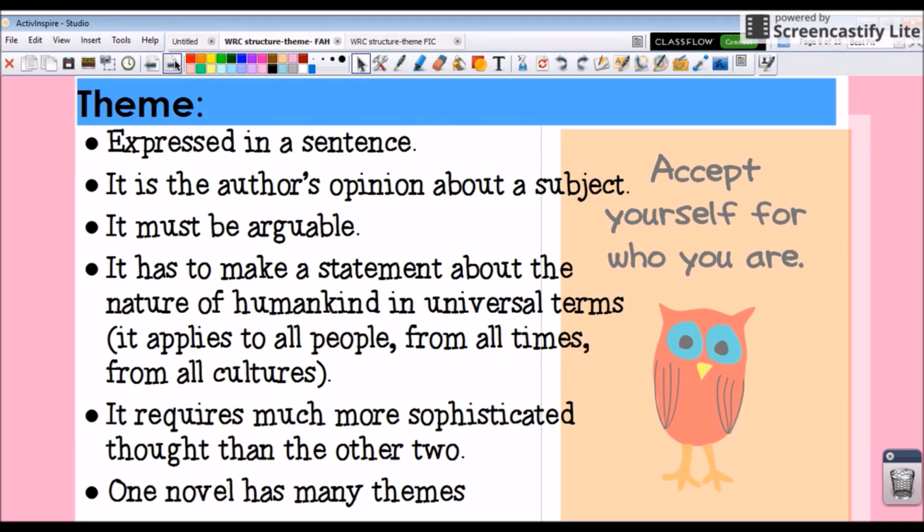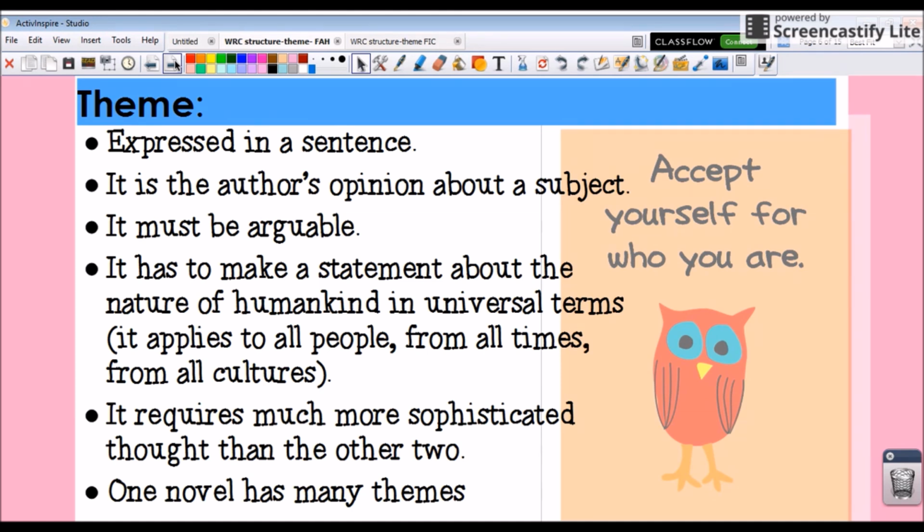So theme can be expressed in a sentence, maybe two or three, but usually one sentence should be enough. It is the author's opinion or their perspective about the subject. It must be arguable. So it has to be something that not everybody necessarily would agree with. It's open-ended, with many sides to that issue. It has to make a statement about the nature of humankind in very universal terms.